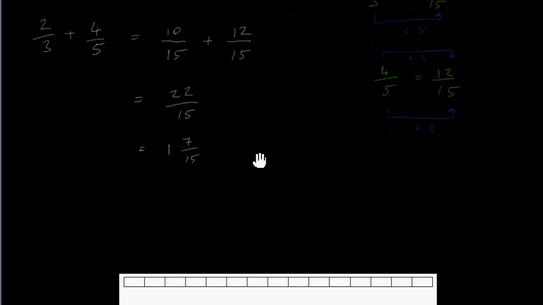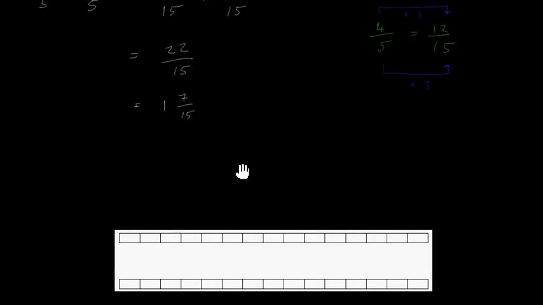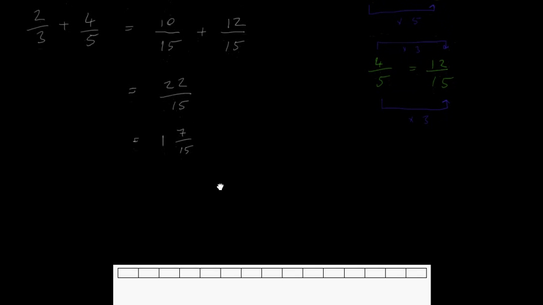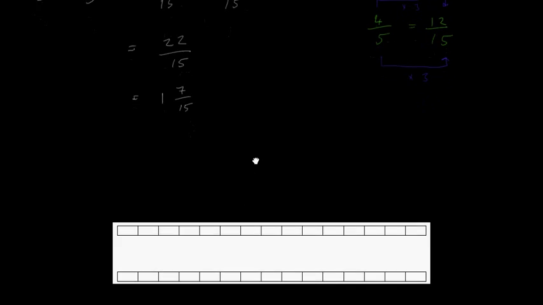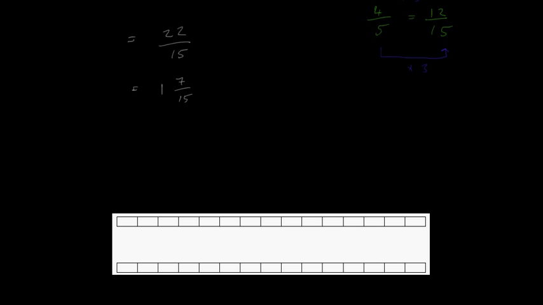So let's have a look at that by looking at these fraction strips here. How would that work? Well, we had 10 15ths plus 12 15ths. So that's what we wanted to do originally. We had 10 of these 15ths and we added 12 of these 15ths. And we ended up with 1 and 7/15. So this is what we did. Now let's have a look at how we can do that using our fraction strips here.